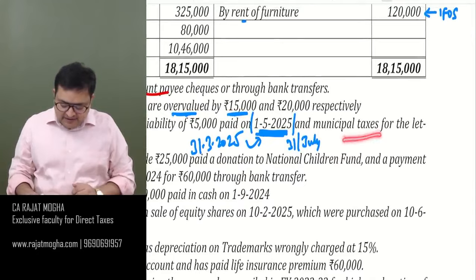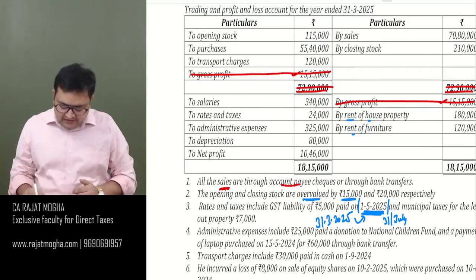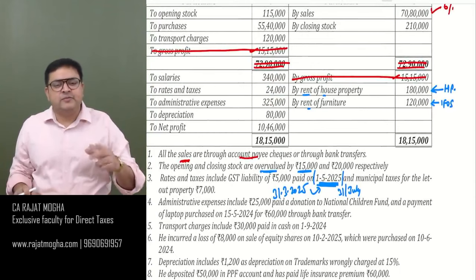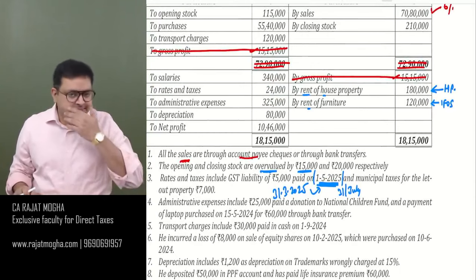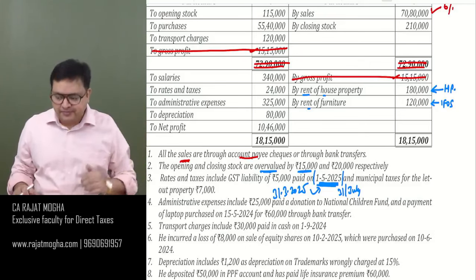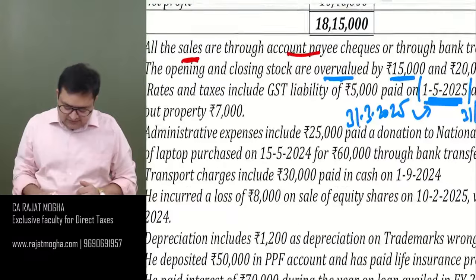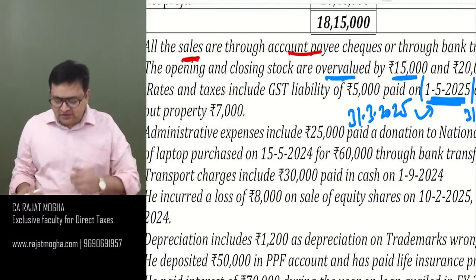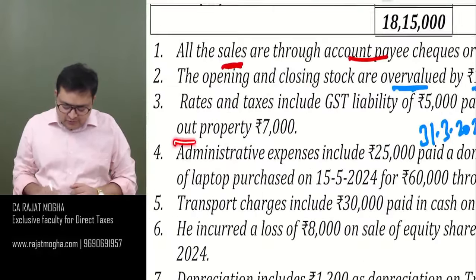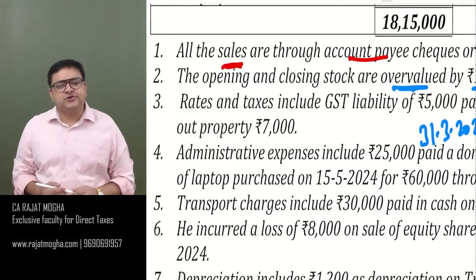And municipal taxes. Rates and taxes include municipal taxes also. If these municipal taxes are related to our business building, then we are okay. But if these municipal taxes are related to something else, then we should not be okay. Municipal taxes include 7,000 rupees for the let out property. It is for the let out property, guys. Now tell me, is it a business expense or should it go in house property?